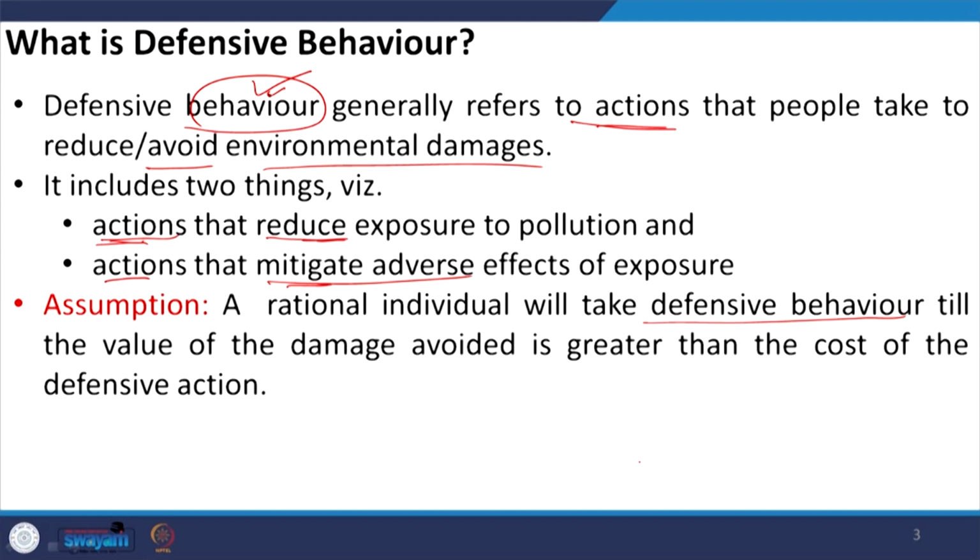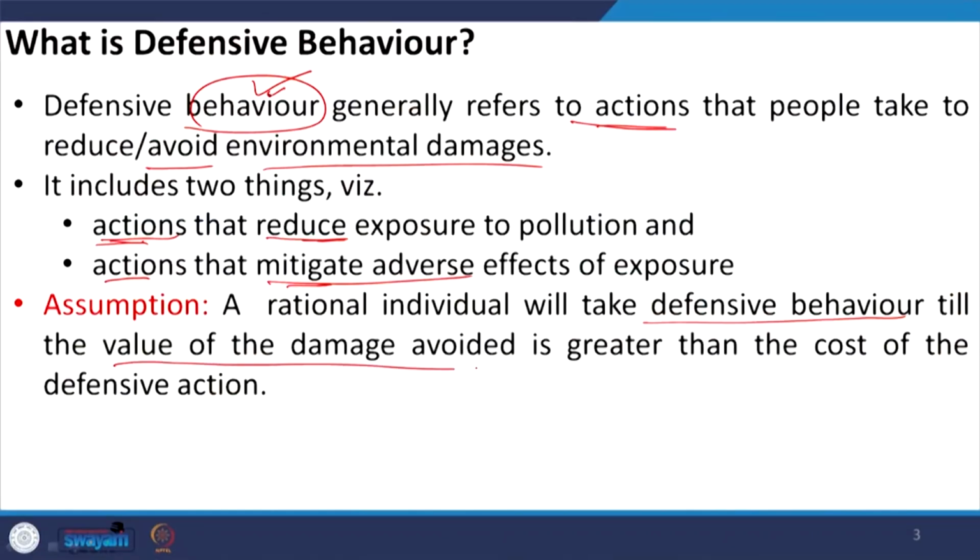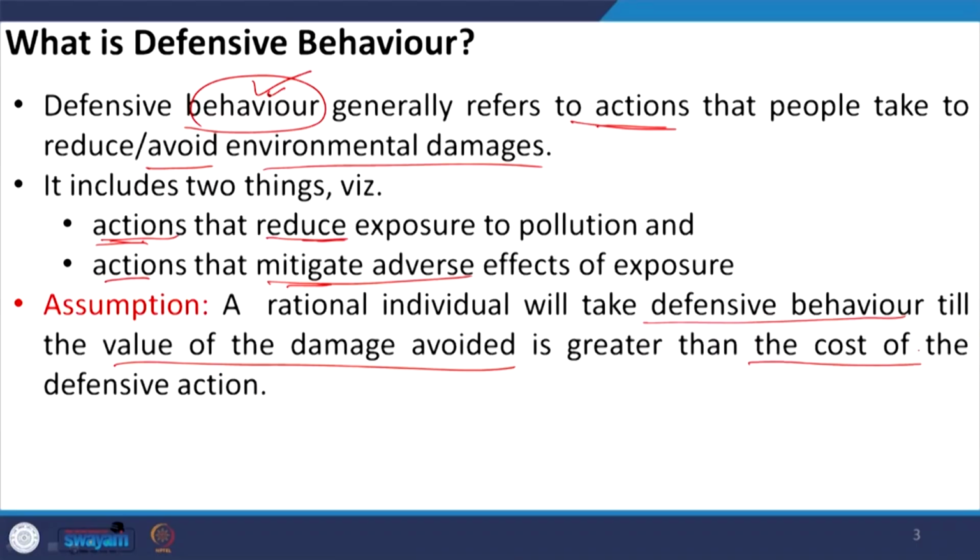Till the value of the damage avoided. They will be thinking that if they are going outdoors, then these are the damages in terms of illness, or if it is a property, these are the likely damages that will happen because of this external factor like pollution. And if the value of the damage avoided is greater than the cost of defensive action, whatever actions they are taking in order to save their property or their own health, then this is how they will react.